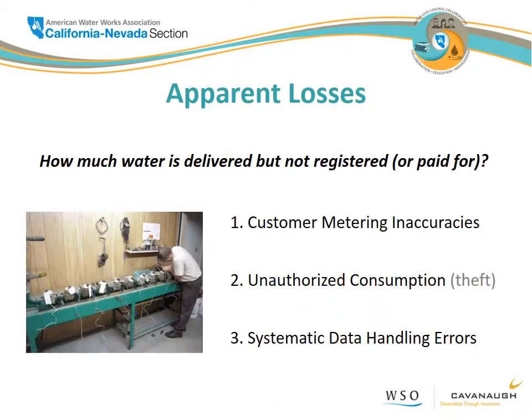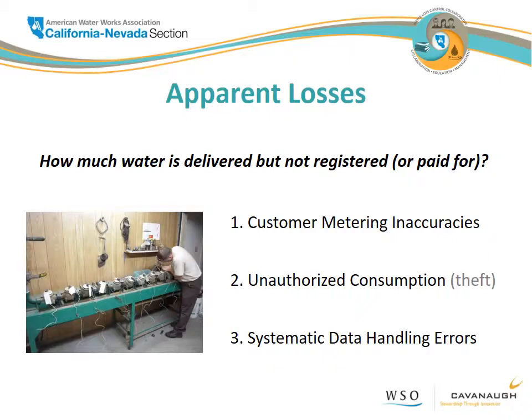Apparent losses come in a variety of different forms, and the question we're asking ourselves is how much water is delivered but not registered nor paid for. So what are we losing in revenue for the water that we do deliver but we lose track of? The three ways we lose track of water: the first is because our instruments aren't reading all of the water that goes through them. So there's a registration inaccuracy.